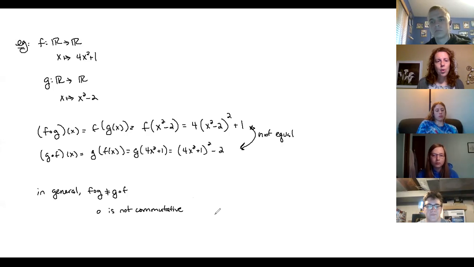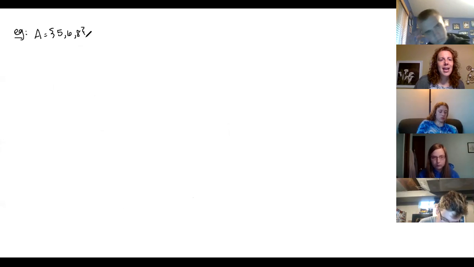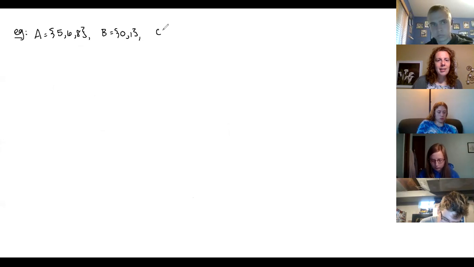Okay, let's do one with ordered pairs. One more, last example for today, and then we've got one theorem to do. So my set A is going to be {5, 6, 8}. B is going to be the set {0, 1}. And C is going to be the set {1, 2, 3}.